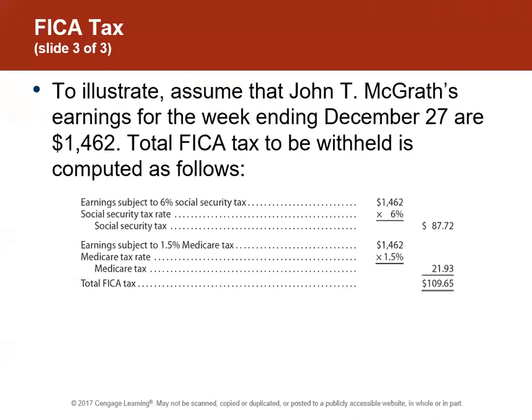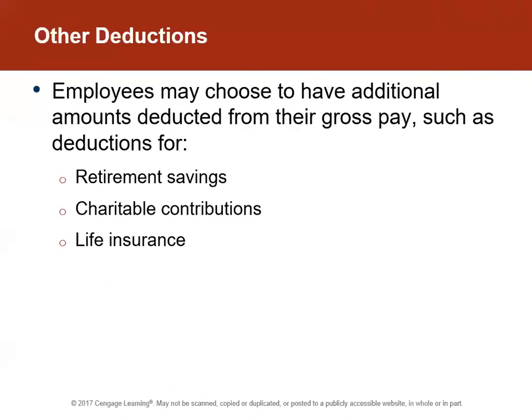In there, they're just showing you that if John T. McGrath's earnings for the week were $1,462, he would owe 6% in Social Security tax, or $87.72, and 1.5% in Medicare, or $109.65. So those are pretty easy calculations. There's a lot more to FICA, with wage limits and all kinds of stuff, but that's what you need to know right now. So for every employee, we're going to take out federal and state income tax, and both FICA Social Security and FICA Medicare.